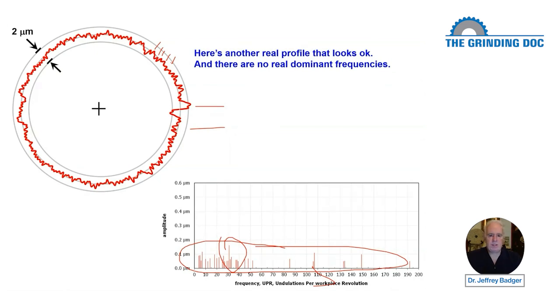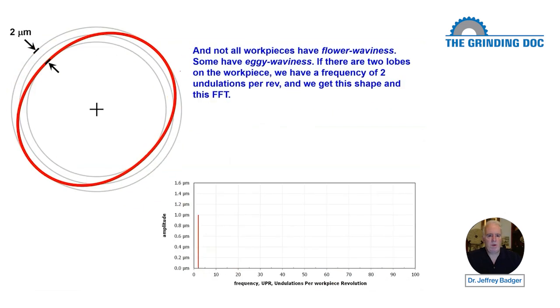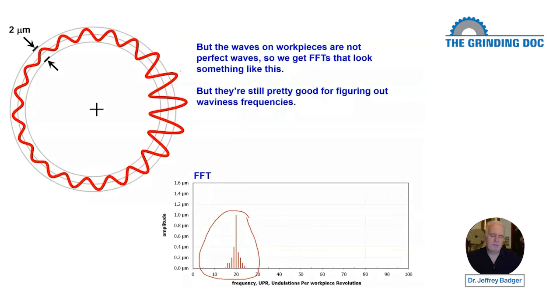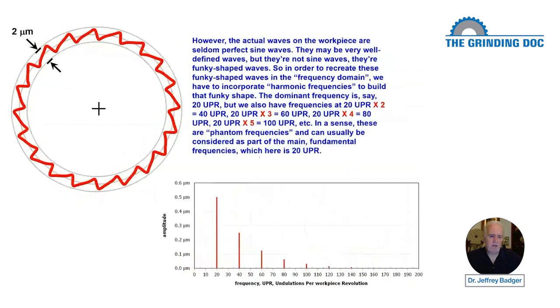And if we're dissatisfied with this waviness profile, it's going to be more difficult to track down the cause of it. If we've got a waviness profile that looks like this, we can probably find the cause. Something's going on at 20 undulations per rev. And if we know the RPM of the workpiece, then we know what the frequency is in bounces or bangs per second or per minute or RPM. So we can probably figure it out.